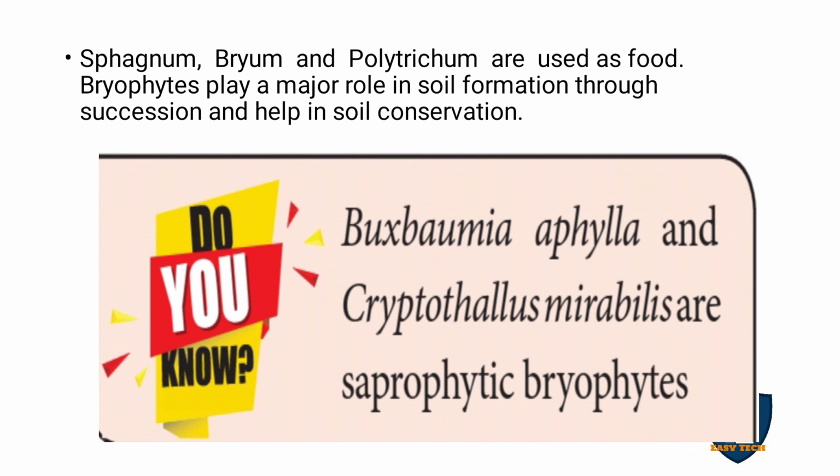Buxbaumia aphylla and Cryptothallus mirabilis are the saprophytic bryophytes. So there are two saprophytic bryophytes: Buxbaumia aphylla and Cryptothallus mirabilis. Saprophytic means living on dead organic matter.